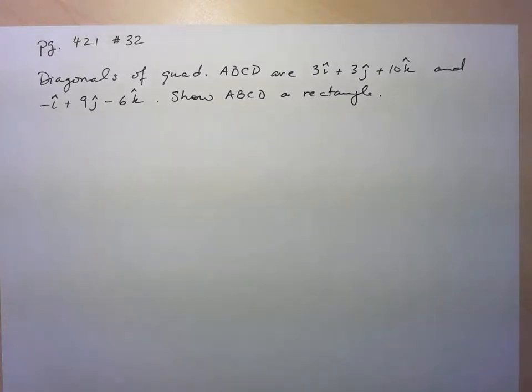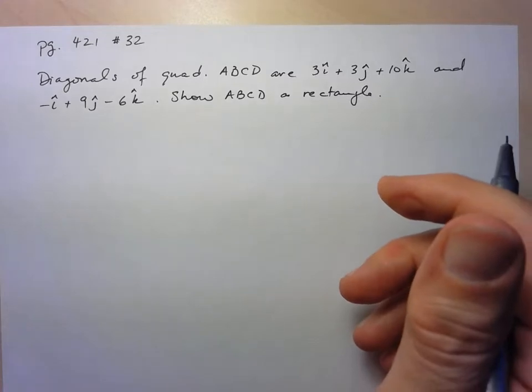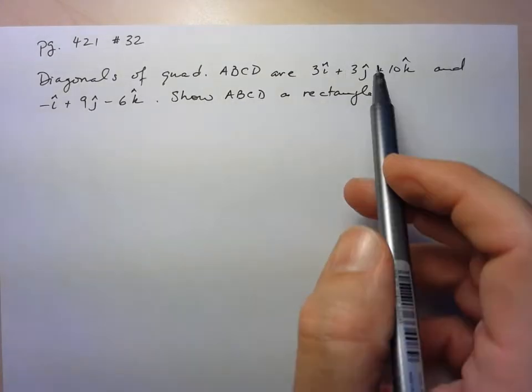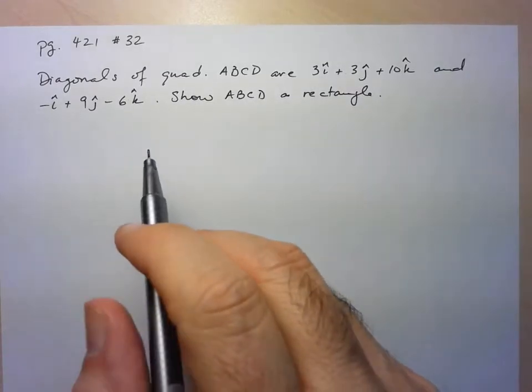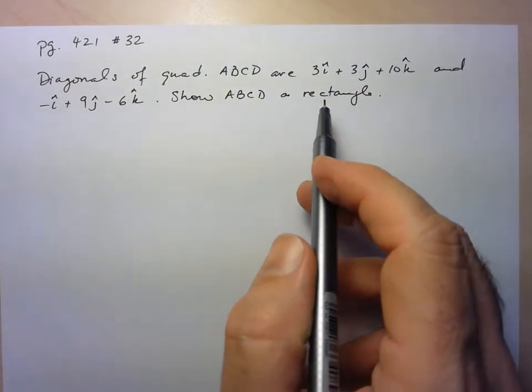Hi folks, we're going to take a look at number 32 on page 421. They give us a quadrilateral with these vectors representing the diagonals of that quadrilateral, and they want us to show that ABCD is a rectangle.